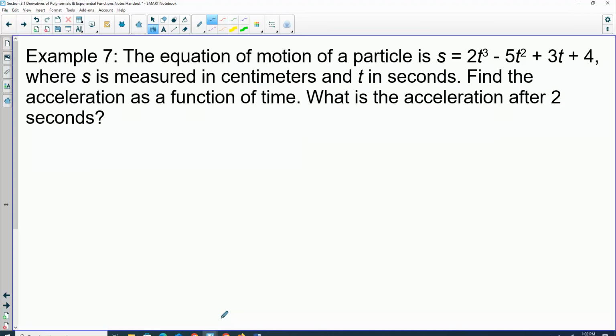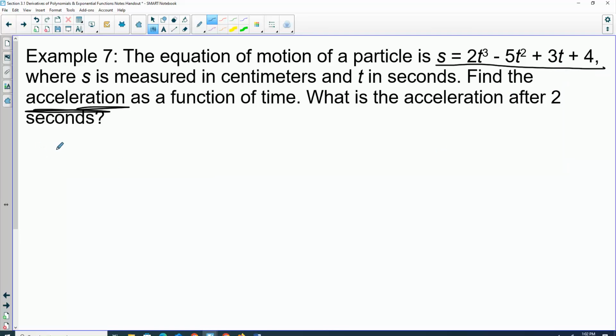All right. So here's the equation of motion. It's a position function. Find the acceleration. If I want acceleration, that's the second derivative. We have position, first derivative is velocity, second derivative is acceleration. Can I plug in my 2's at the beginning? If I plug in my 2's right now, I'm going to get a number. What's the derivative of any constant? 0. So when we have these, we cannot plug in the numbers until we are done with the derivatives.